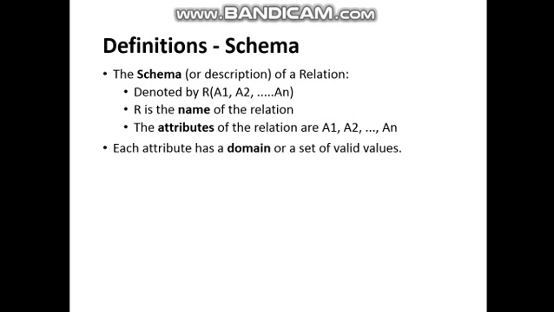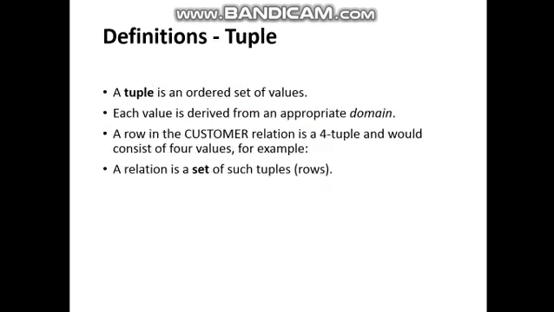The next definition is schema. The schema of a relation is denoted by capital R, having various attributes A1, A2 up to An. R is the name of the relation. The attributes of the relation are A1 to An. Each attribute has a domain, or a set of valid values. Like in the previous example, SSN has a set of valid values for each student. A tuple is an ordered set of values, which is nothing but a row, as I told you previously. Each value is derived from an appropriate domain.